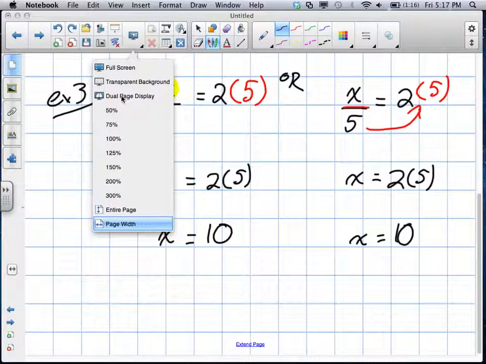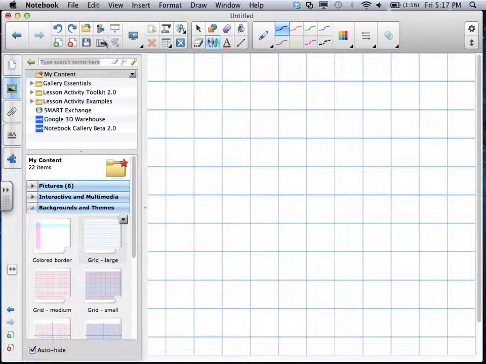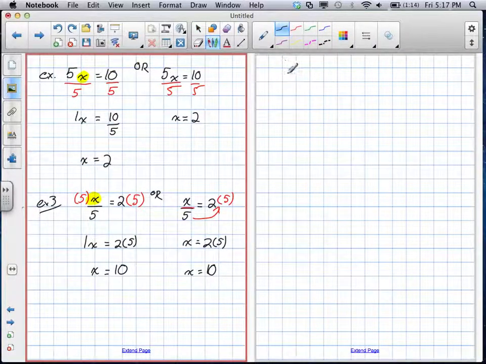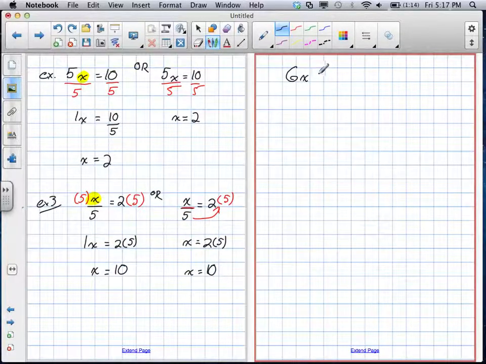So, let's make up a question, see if you can follow what we just did. What if I have 6x is equal to 18? How do we go about solving that? You divide 6 by 6, and 18 by 6. And then 6 by 6 is 1x, equals 3. So x equals 3. That's it. Done.